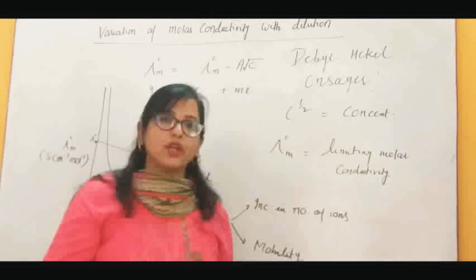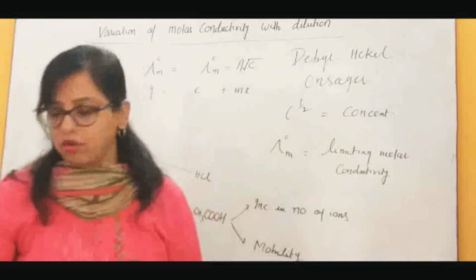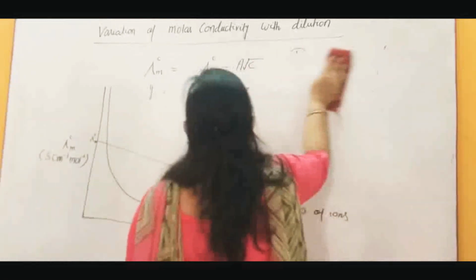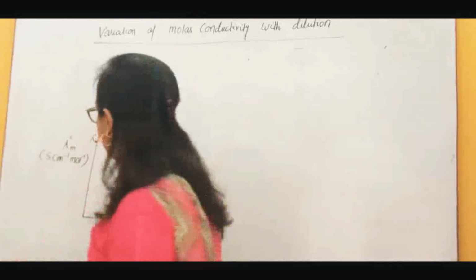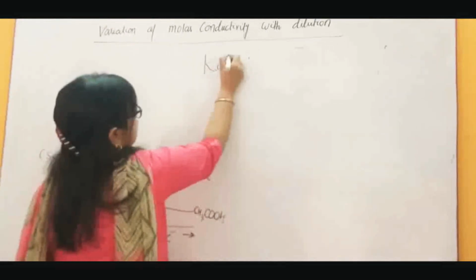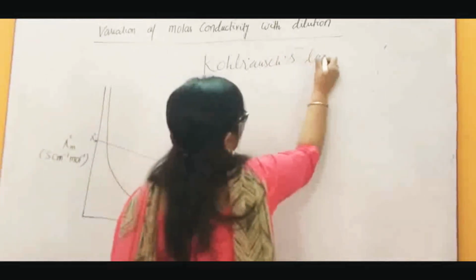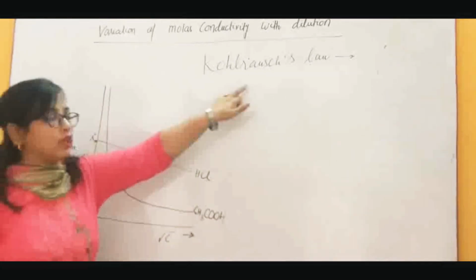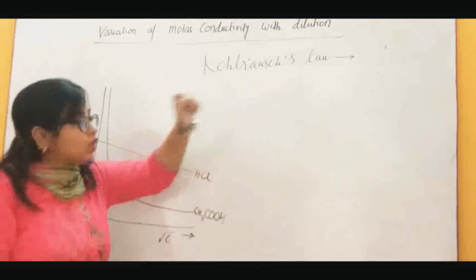So how can we find the limiting molar conductivity for a weak electrolyte? For this I will use a very important law of this chapter, that is Kohlrausch's law. So I will write its statement here. So guys, you have come to know that we cannot find the limiting molar conductivity for a weak electrolyte, so I will use Kohlrausch's law to find the limiting molar conductivity for any weak electrolyte. Now what is Kohlrausch's law?